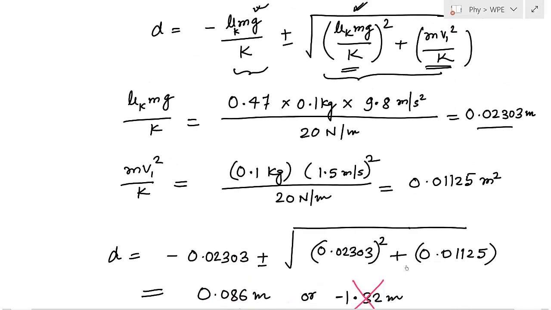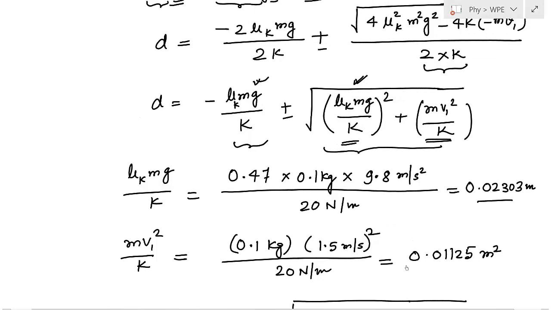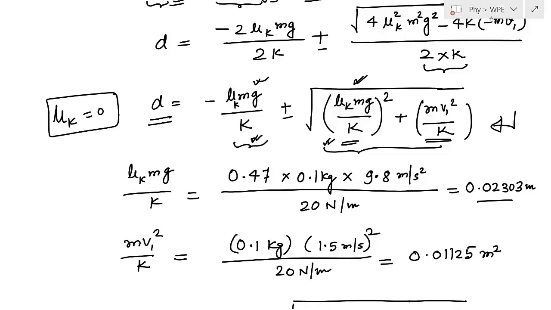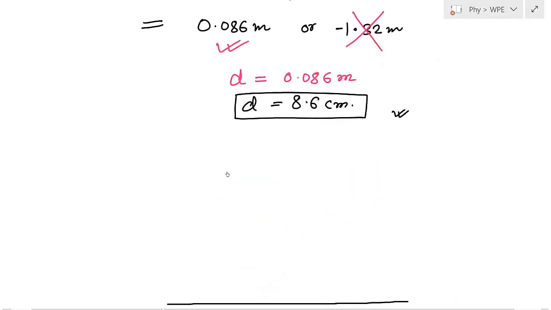Another important point is if you place mu k equals 0 in this equation, so we have basically got this expression. If you place mu k equals 0, what answer you will get? You will get d equals, this part will be 0, this part will be 0, so you will only have m v1 square by k. So d equals v1 under root m by k. That is the answer of the first part of this problem.